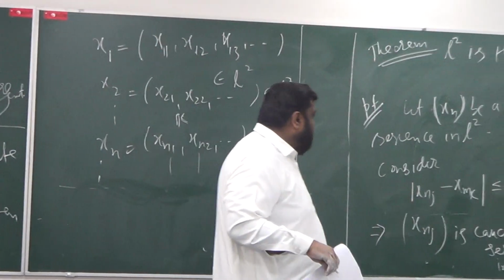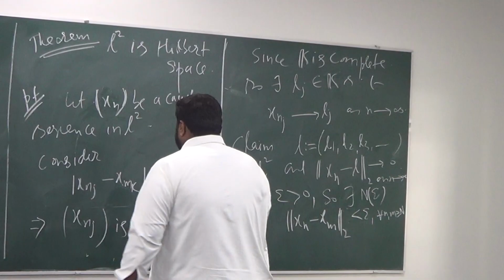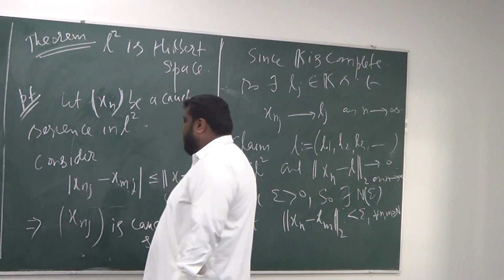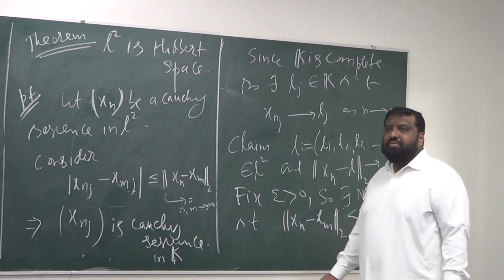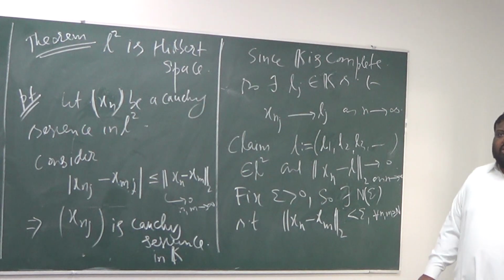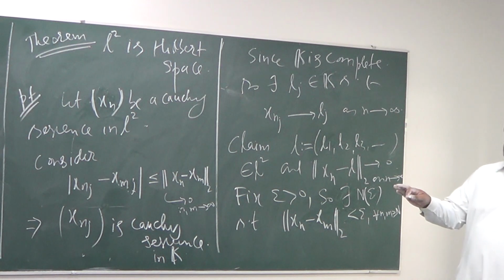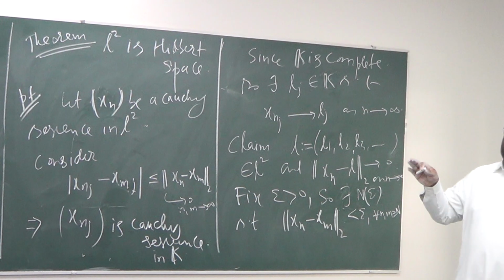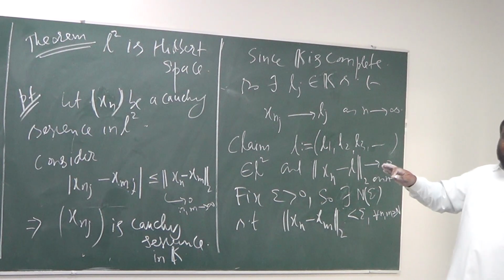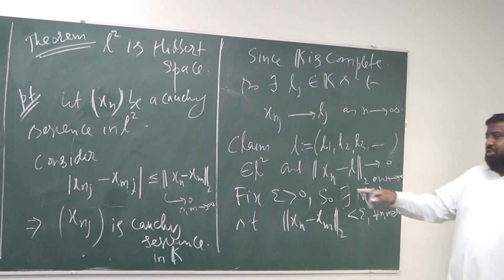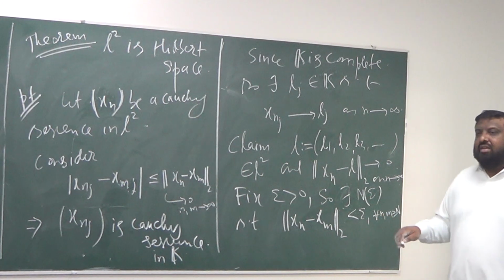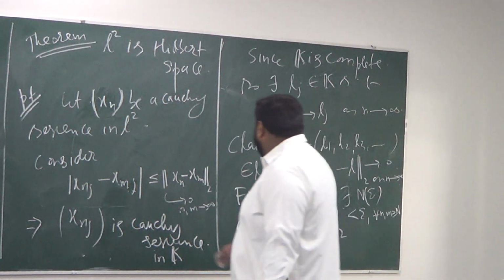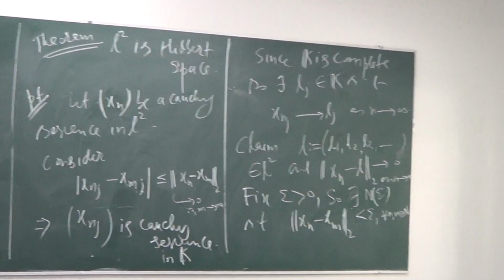One thing, this is a mistake, we must have a j here, isn't it? The jth component must be subtracted. So when you subtract xm from xn, you're going to get xnj minus xmj. This must be j. Anyway, the argument stays.